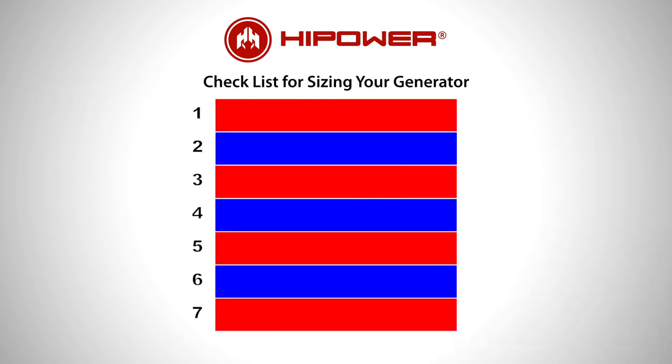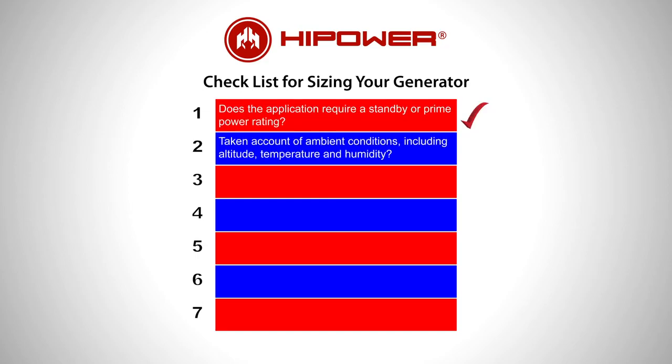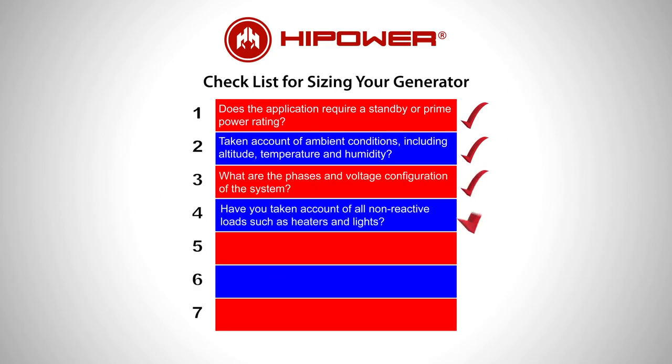To summarize, there are several factors to consider when sizing your generator. Does the application require a standby or prime power rating? Have you taken account of ambient conditions including altitude, temperature, and humidity? And have you used the manufacturer's duration formula? What are the phases and voltage configuration of the system? Have you taken account of all non-reactive loads such as heaters and lights? Small appliances can be included as they only have relatively small motors.